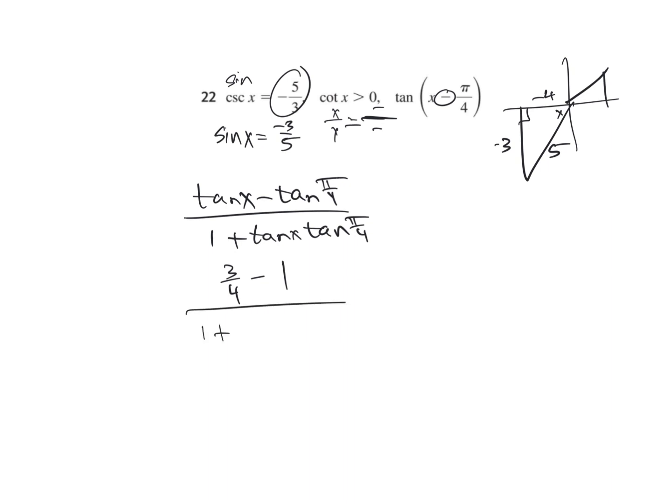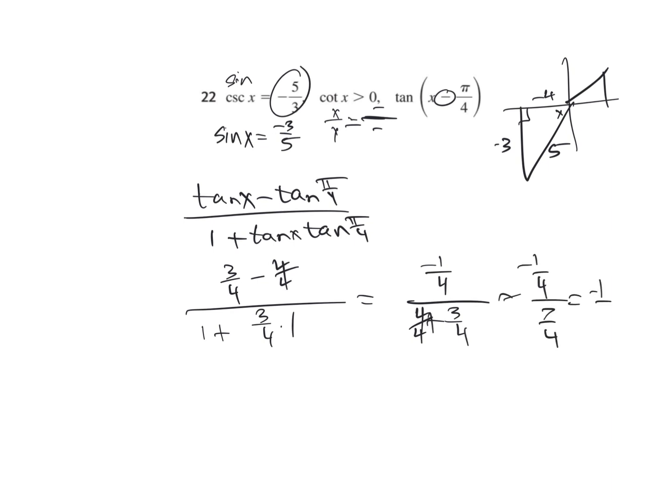And 1 plus 3/4 times 1. So what do we have here? This is going to be 4 over 4. So negative 1/4 all over 1 plus 3/4. Again, you got to get a common denominator. 4 plus 3 is 7. So negative 1/4 over 7/4, or negative 1 over 4 times 4 over 7. Negative 1 over 7 is the answer.